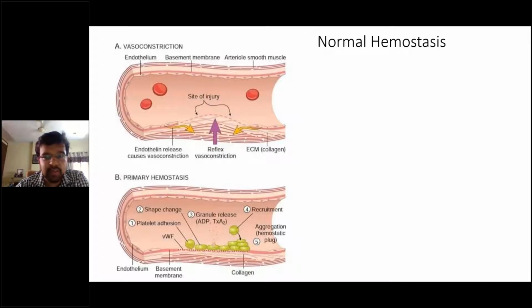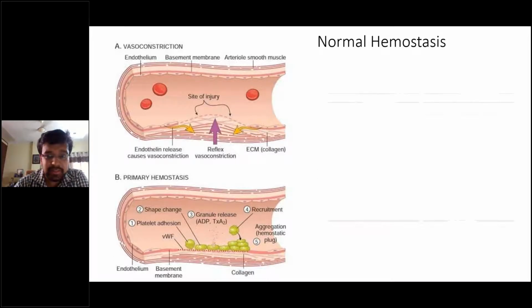So hemostasis, again, this diagram is from Robbins. Hemostasis is basically divided into four steps. So the first step would be vasoconstriction. Vasoconstriction occurs immediately and markedly reduces the flow around the site of injury. So this is the first step, vasoconstriction. The second step is primary hemostasis, whereby a primary platelet plug is formed.